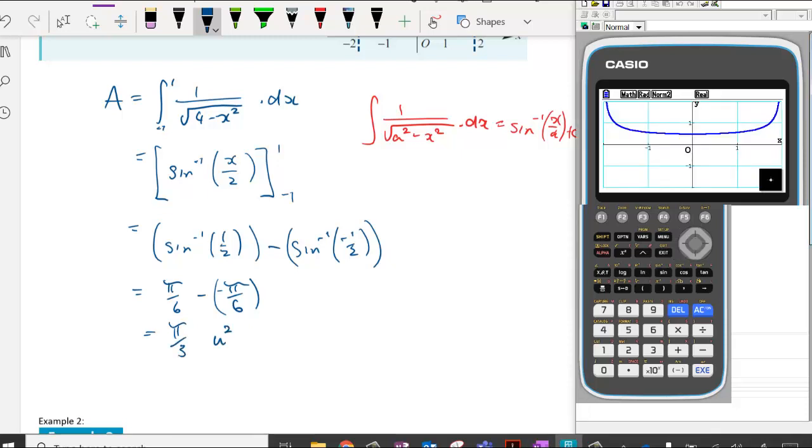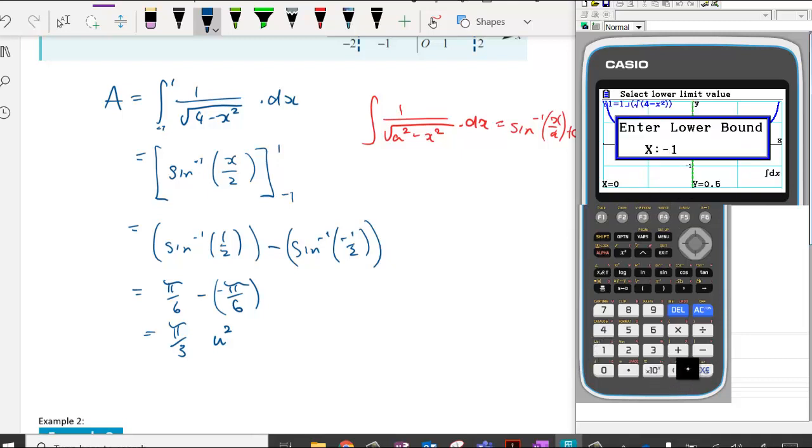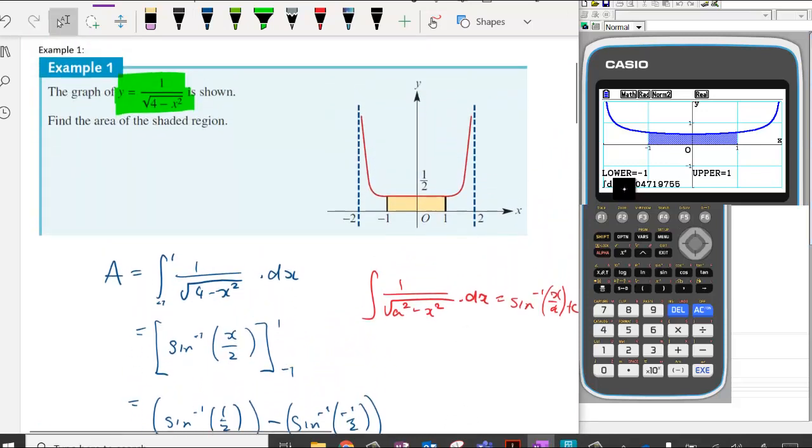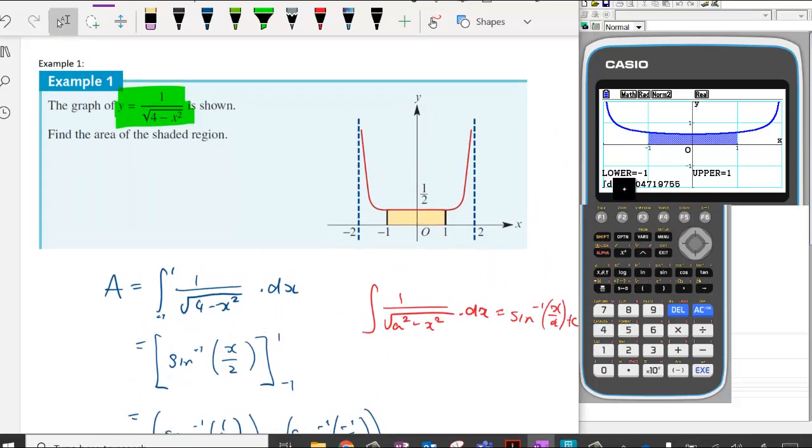To show you this in a graphical sense, we'll use our graphics calculator to confirm. You can see here we've got that graph of 1 over the square root of 4 take x squared. So if we want to then go g-solve integral, we can easily show that between -1 and 1 we have a positive signed area. That is 1.047, which is pi over 3. Okay, so that one's pretty easy if we recognize the pattern. That pattern is going to be really important. Of course, it's on our formula sheet, so we need to be looking out for that.